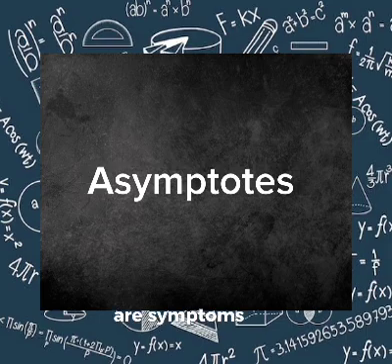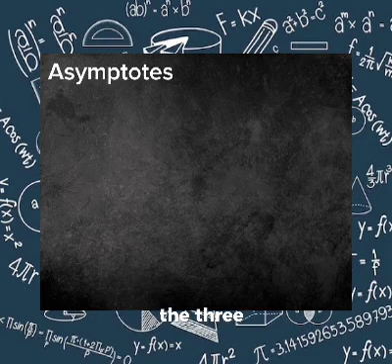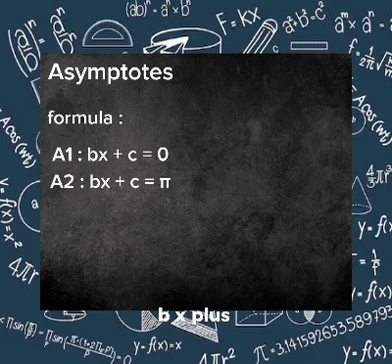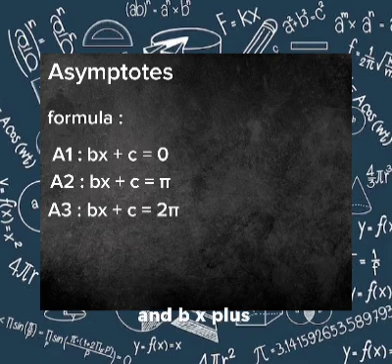Step 6. Asymptotes. Now, to get the 3 asymptotes, there is a given formula for each asymptote in the cosecant function, which is bx plus c equals 0 for asymptote 1, bx plus c equals pi for asymptote 2, and bx plus c equals 2 pi for asymptote 3.